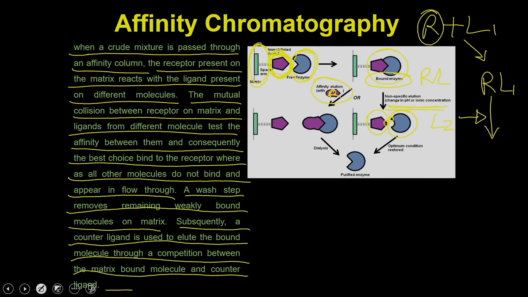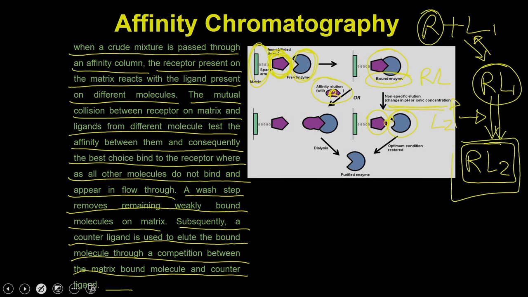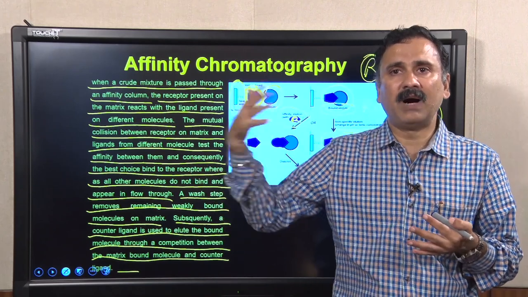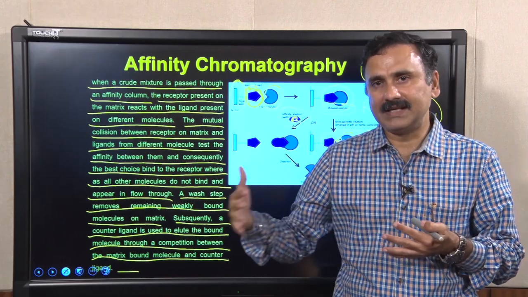In this case, as you might have seen, this is a reversible reaction. The RL1 is going to dissociate into R plus L1, and if you increase the concentration of L2, it will eventually form RL2 complexes. If you keep increasing the concentration of L2, the RL1 is going to be broken down, and ultimately you are going to see the formation of RL2 complexes, and it is going to elute the enzyme that was bound to the matrix through its interaction with the ligands.